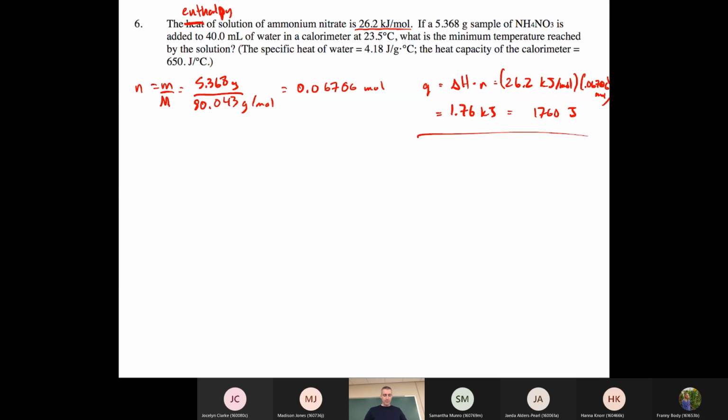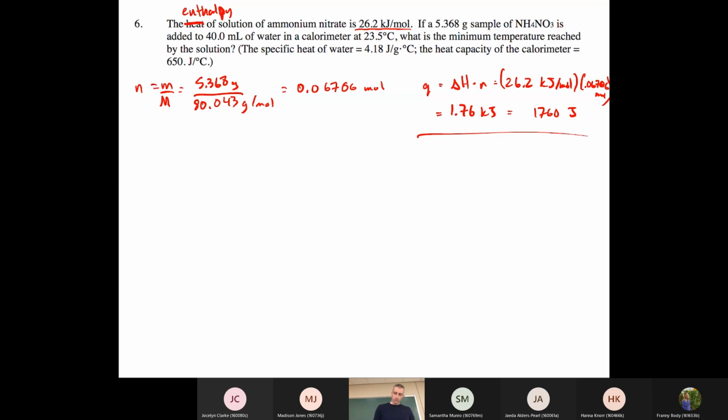So this is happening inside of a calorimeter that contains 40 mL of water, and its starting temperature is 23.5. So it's asking, what is the minimum temperature reached? So how much would this cool down by under ideal conditions? And it's giving us the specific heat of water and the heat capacity of the calorimeter itself.